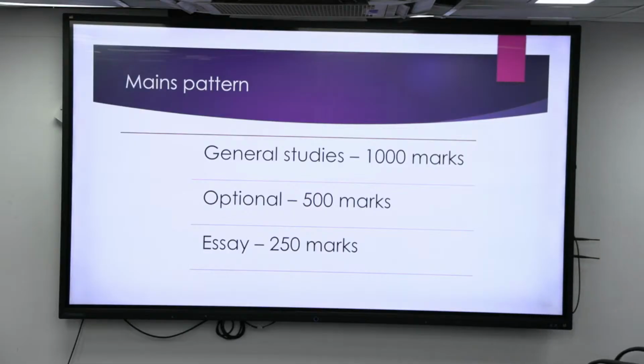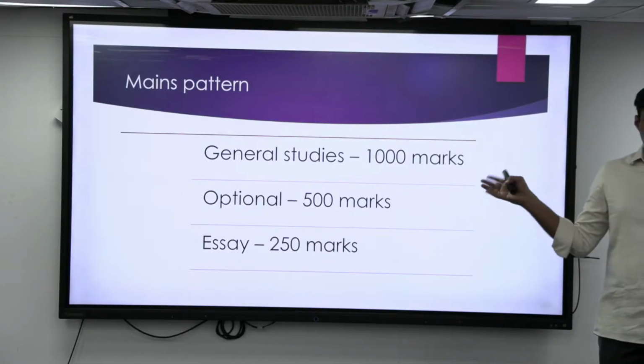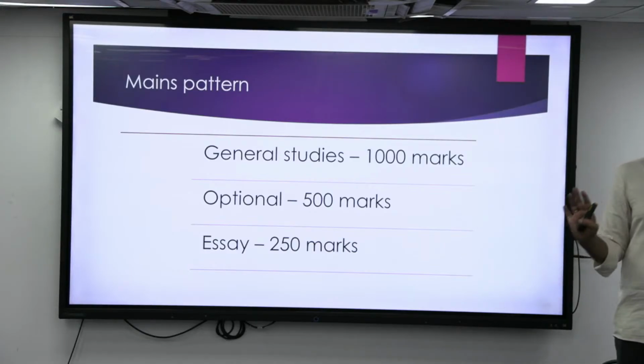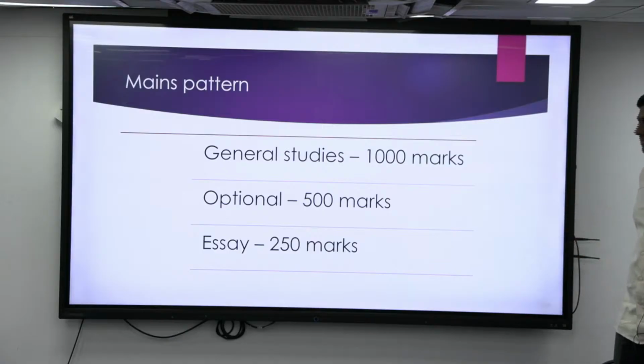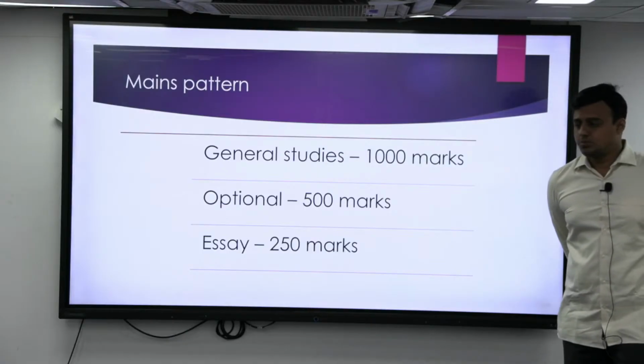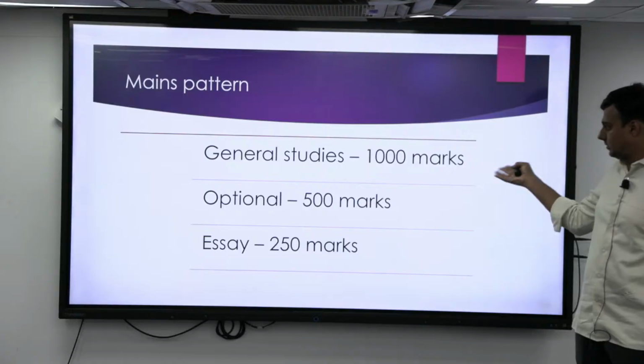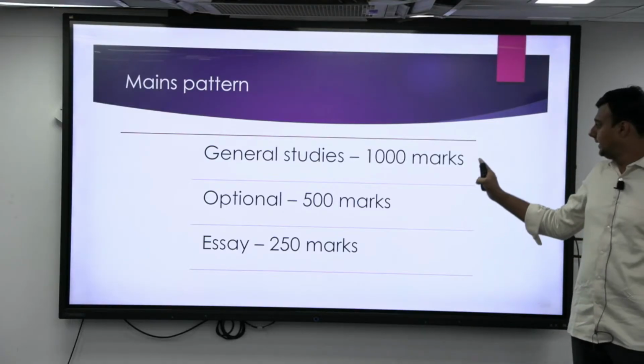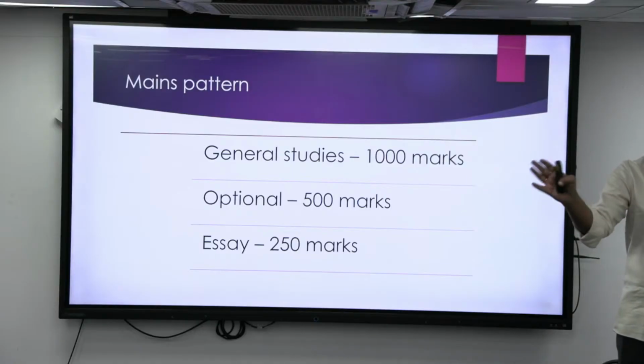2025 students will have a broader idea about this aspect of mains, but at least for 2026, in case you don't know, general studies will have 1000 marks: 4 GS papers, each 250 marks. Optional has 2 papers, so 500 marks, and then the essay. Totally 1750 marks, plus you have the personality test, that's a different aspect.